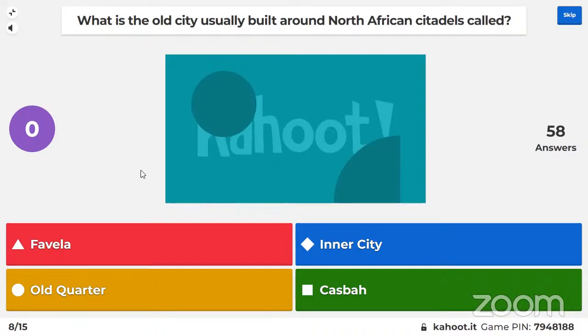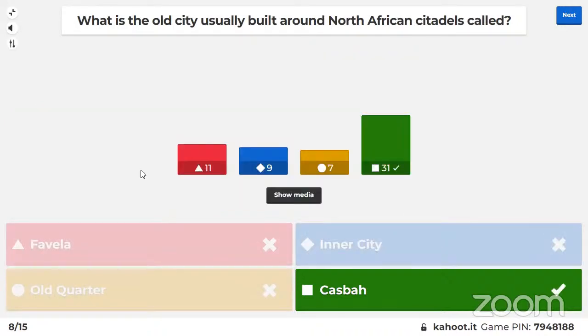All right. So what is the old city usually built around the North African citadels called? Citadels are usually the upper, fortified areas of the cities. Okay. So they are Kasbah. Kasbah.